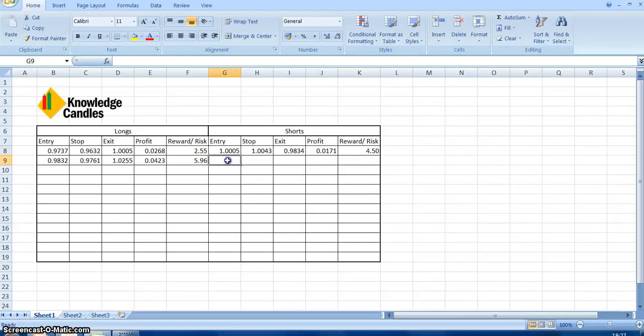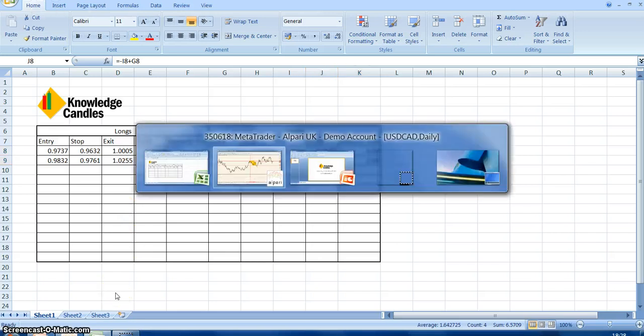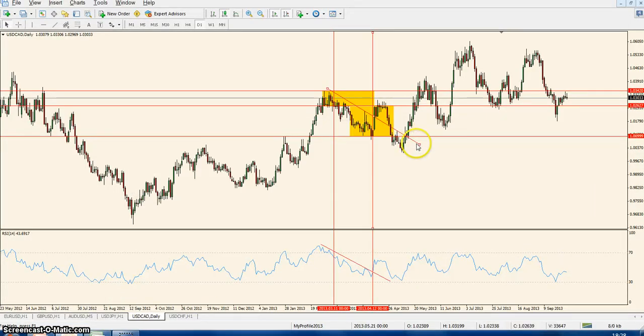Again a short position: entry 1.0262, stop 1.0342, exit at 1.0099. So 163 pips profit and reward to risk 2.04. Let me quickly look at another long trade and then we'll try and summarize it. Let me take these things out.